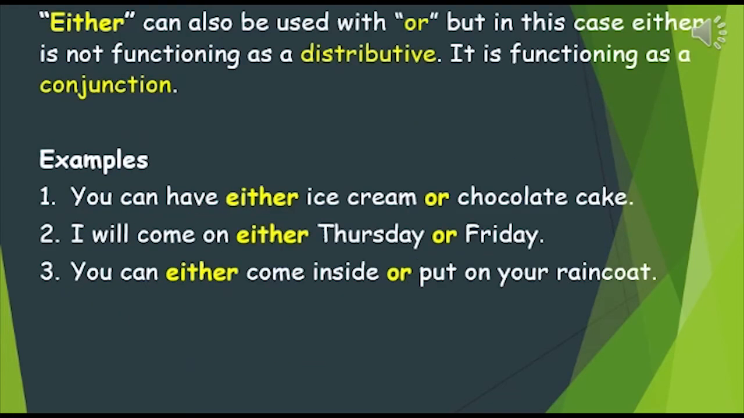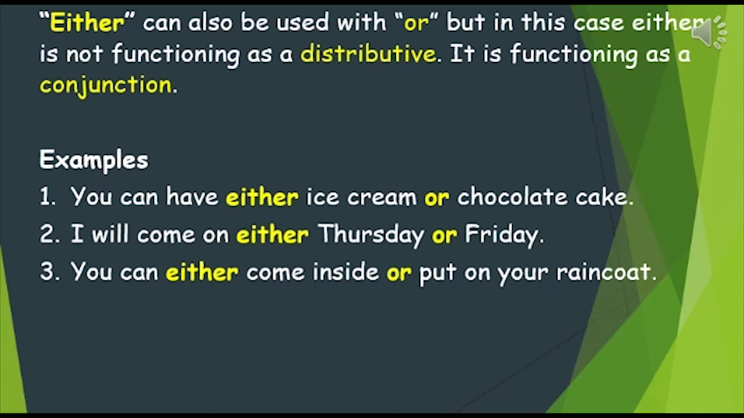Either can also be used with or. But in this case, either is not functioning as distributive. In this case, when we use it with or, it is not considered a distributive. It is functioning as a conjunction. Here it works as a linker between words.